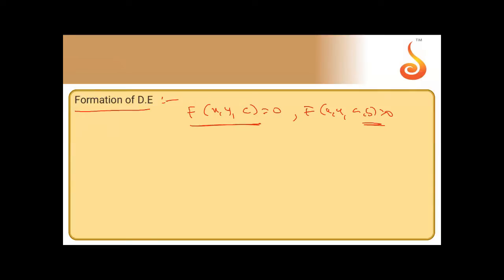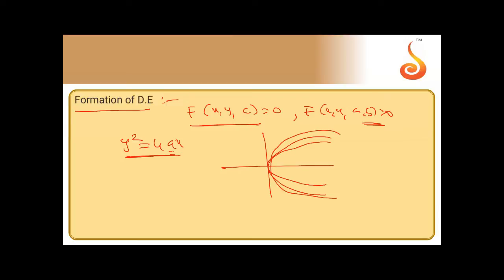For example, they give the equation y square equal to 4ax. Find the differential equation of the family of parabolas whose axis is the x-axis. The curve is symmetric about the x-axis. The parabola depends on the value of a. If a equal to 1, one parabola comes, so you get a family of parabolas depending on the value of a. So a is a parameter, nothing but an arbitrary constant.